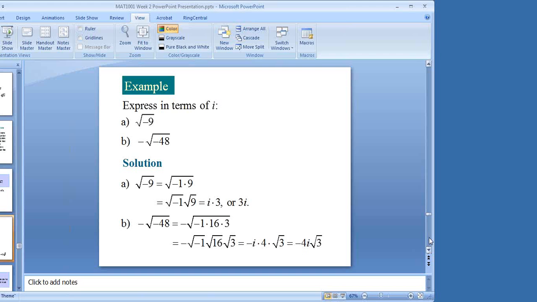Okay, and then b, the negative square root of -48. Remember that negative in front isn't under the radical, so that's perfectly fine. So what we have is -4i times the square root of 3, because 48 is 16 times 3. I can take the square root of 16 and get 4. Can't do anything with the 3, so that stays under the radical. The -1 comes out too because I know that the square root of -1 is i.